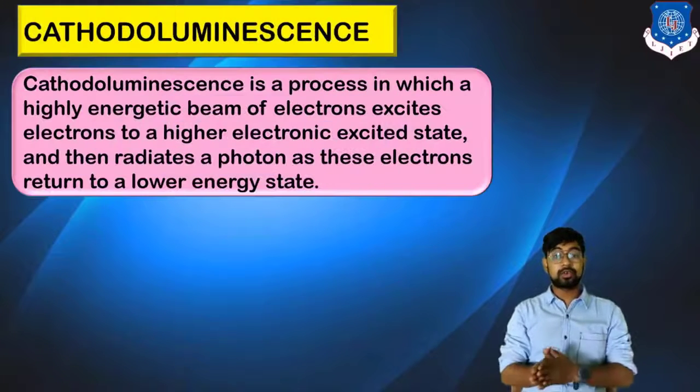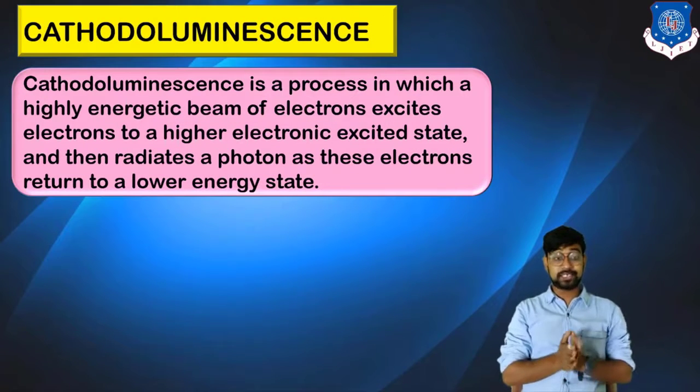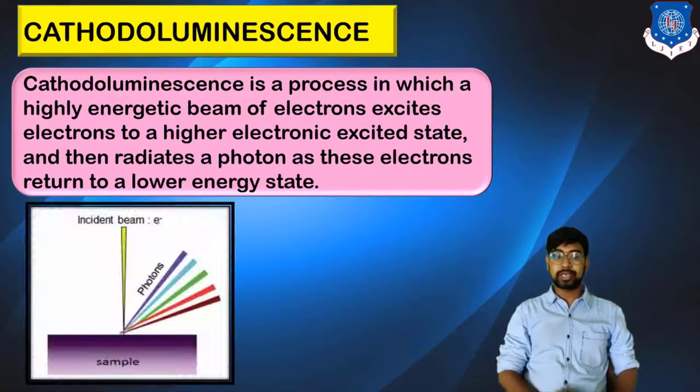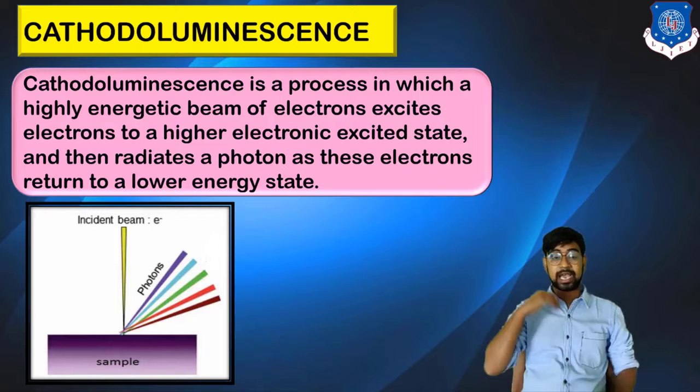Now we go with the cathodoluminescence. Cathodoluminescence is a process in which a highly energetic beam of electrons excites the electron to a higher electronic state and then radiates a photon as the electrons return to the lower energy state. So what are we doing? You can see that the beam of electrons excites the electron to the higher energy state.